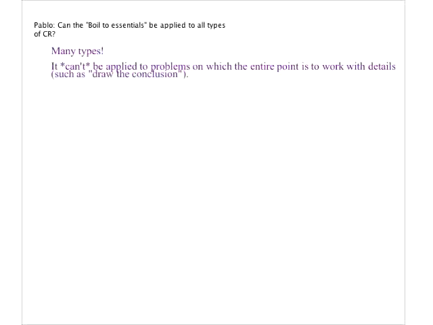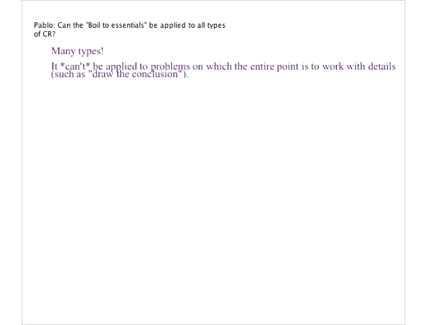One thing to note is that it can't be applied to problems on which the entire point is to work with details, such as draw the conclusion. The point of draw the conclusion is that you're not looking at essentials. And so in draw the conclusion, you actually have to work with details. You have to shape the details almost like you're a smith shaping jewelry. You have to take the details and work with them.